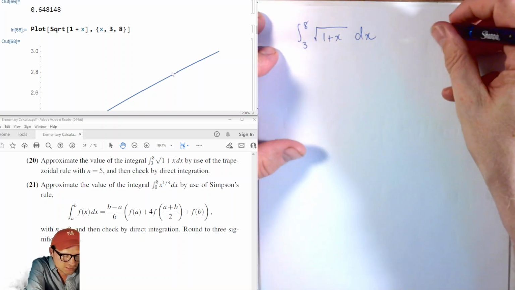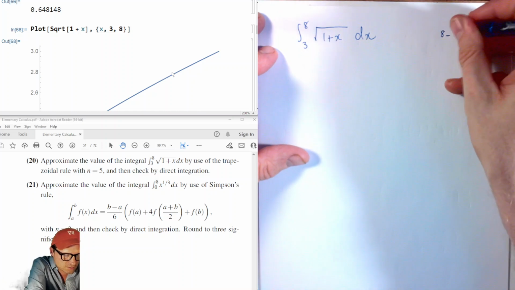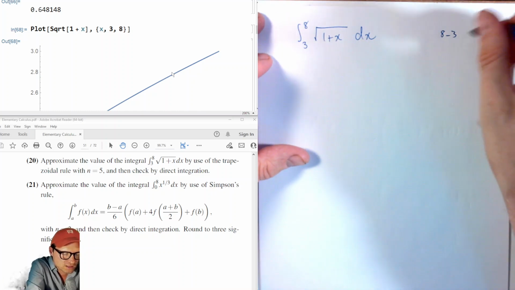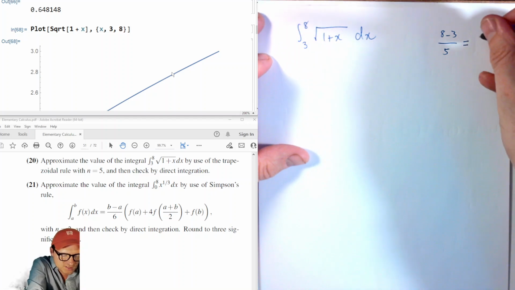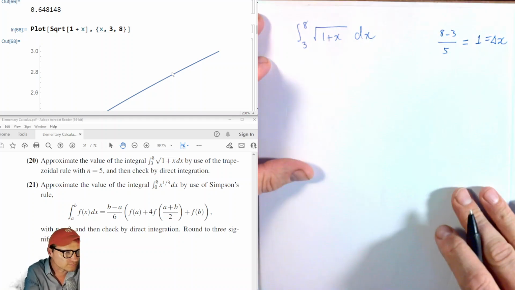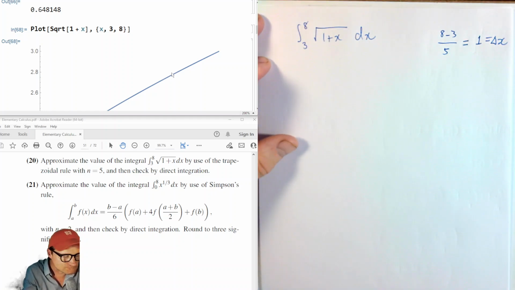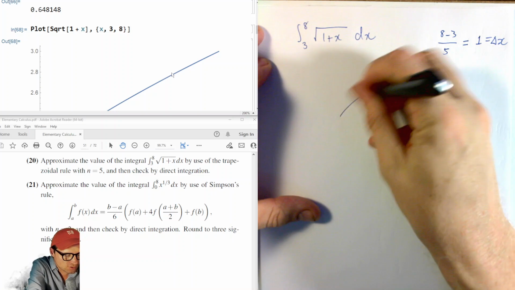All right, so what we need to do here is take the difference. So 8 minus 3 is 5. Divide this by 5. So we have a step size of 1. This is our delta x. All right, so redrawing this picture.